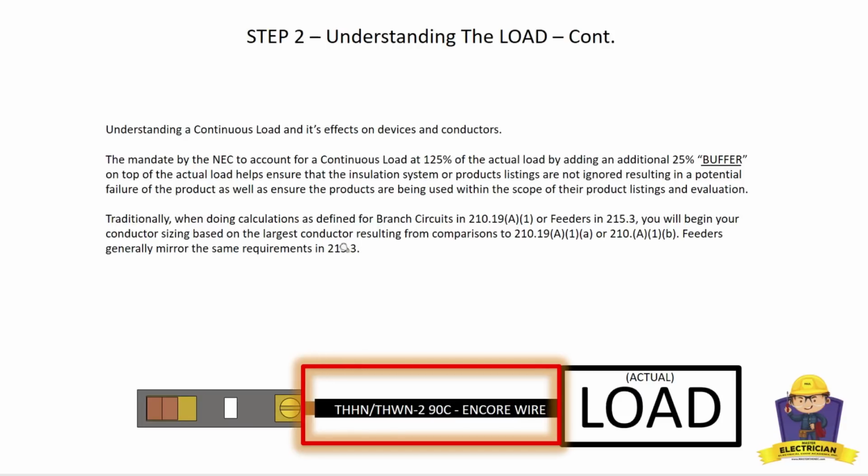I don't know why it's .3. .3 is the overcurrent requirement diagram. 215.2 is the same mirrored requirements that you'll see for conductor sizing for branch circuits in 210.19(A)(1), A and B.